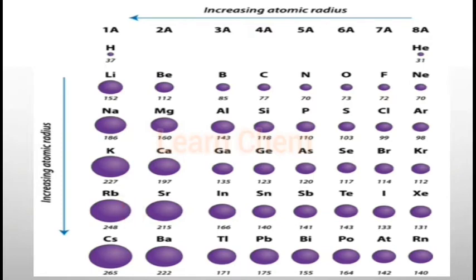In a group, the size becomes larger. When the size becomes larger, the nuclear distance between the nucleus and the outer electron increases.